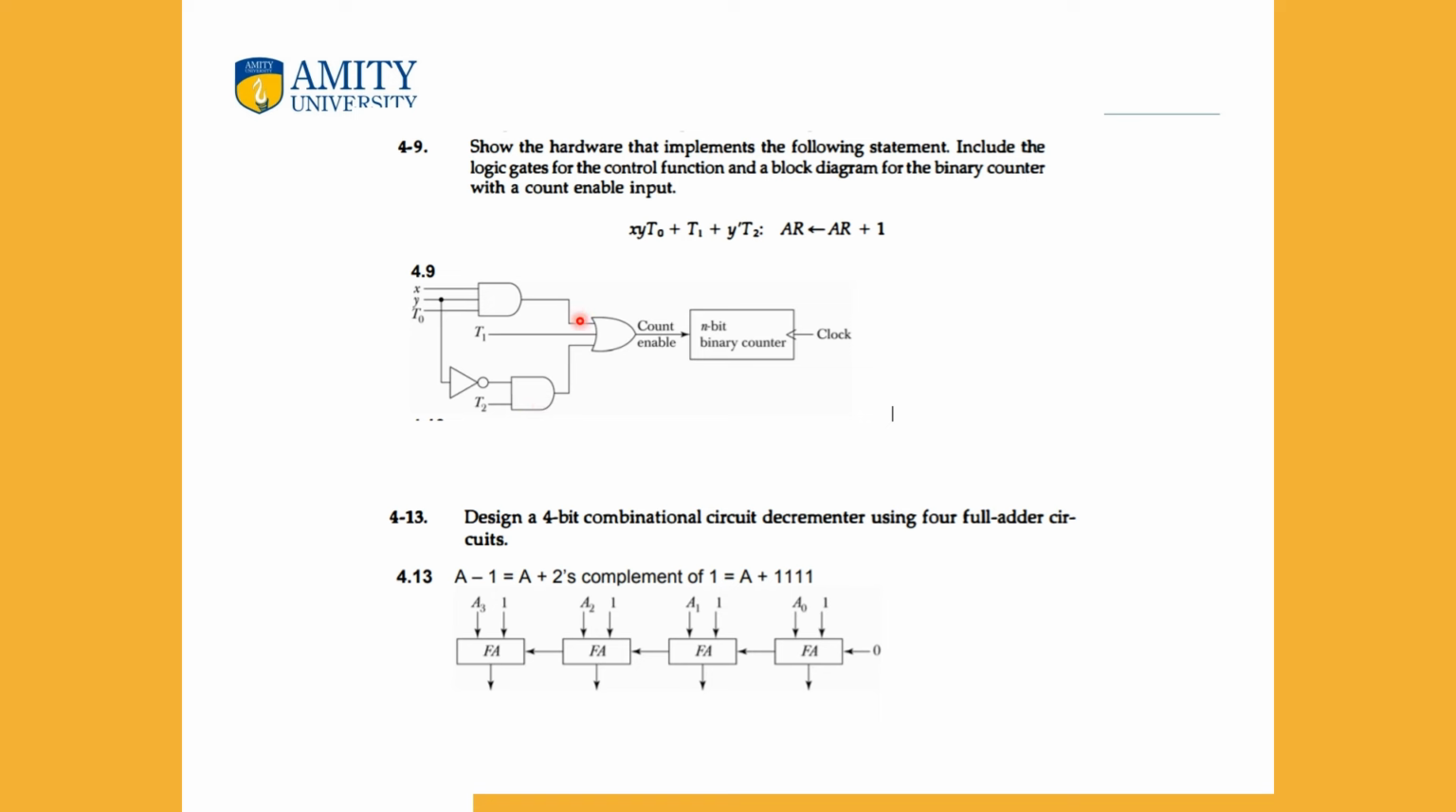All three outputs are then ORed, since there is a plus, which is OR in terms of Boolean algebra. You finally get the control enable. The next question is: design a 4-bit combinational circuit decrementer using 4 full adder circuits.